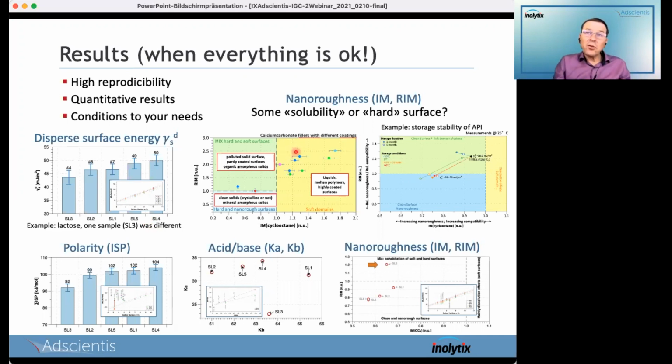So that can be calcium carbonate fillers with different coatings, or here we have an example of storage stability of an API, which can be measured very sensitively. That was just an outlook. We want to have more webinars on the results. But this session was about sample preparation.